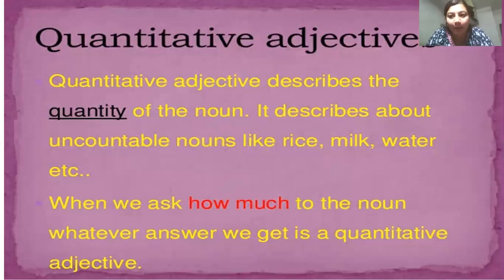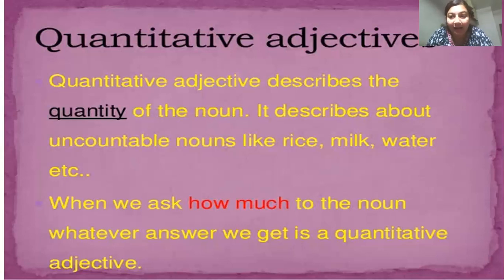Now, as we are talking about the quantity, we know कि quantity उन्हीं चीजों की आती है या उन्हीं चीजों के लिए यूज होती है जिनको हम नंबर में काउंट नहीं कर सकते. So the nouns which we cannot count in number, what are they called? They are called uncountable nouns. So that is why these quantitative adjectives or adjective of quantity is always or mostly used with uncountable nouns. When we ask how much to the noun, whatever answer we get is a quantitative adjective.